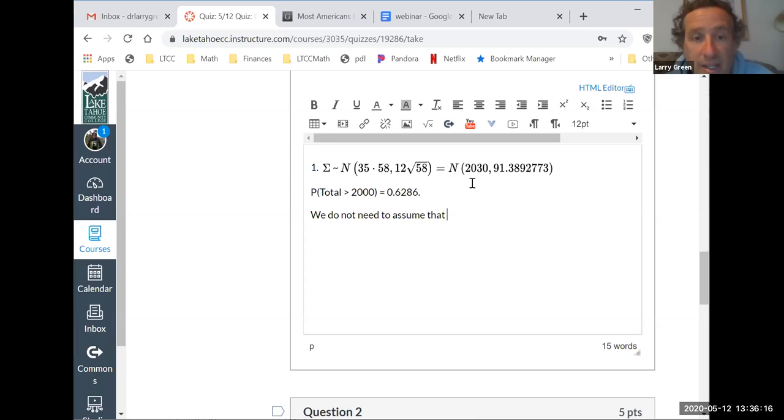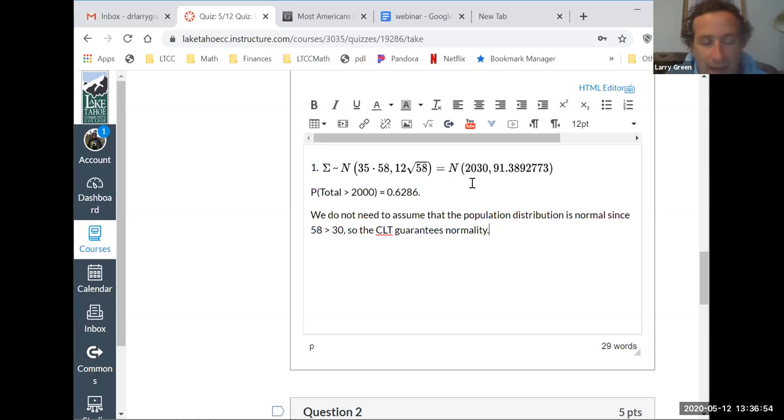Yeah, so we do not need to assume that the population distribution is normal, since 58, that was our sample size, is greater than 30. So the central limit theorem guarantees normality. Okay, so no assumption needed. Remember, assuming means that you don't know, so we're just gonna guess, even though it's probably not right. So it's never good to have to assume. But here, we don't have to assume, we do know. Any questions on part one?